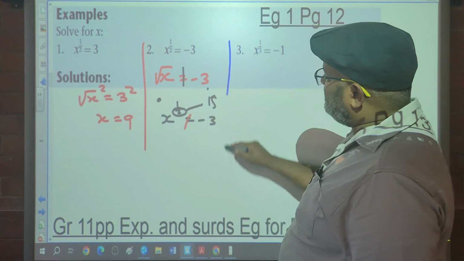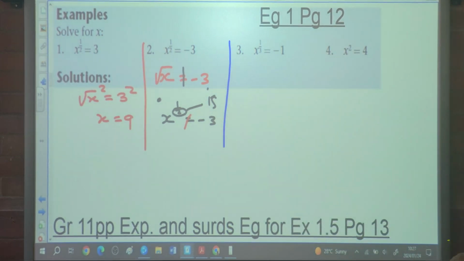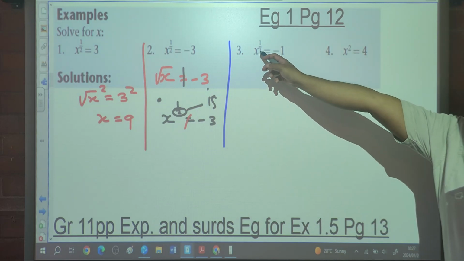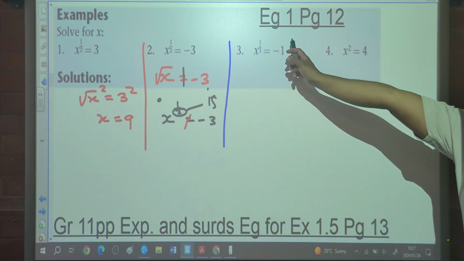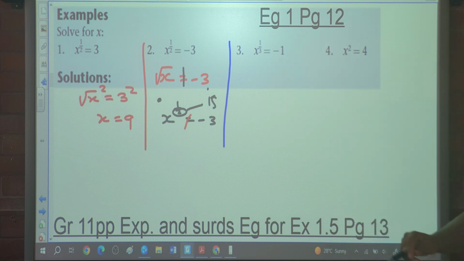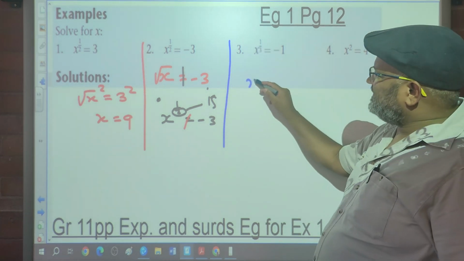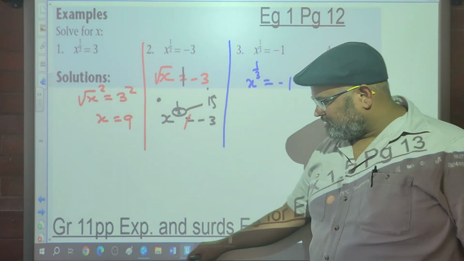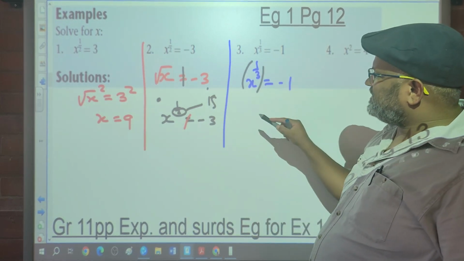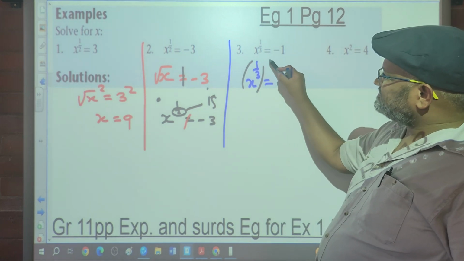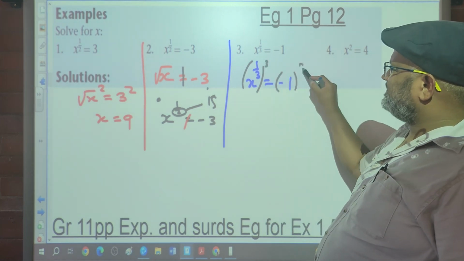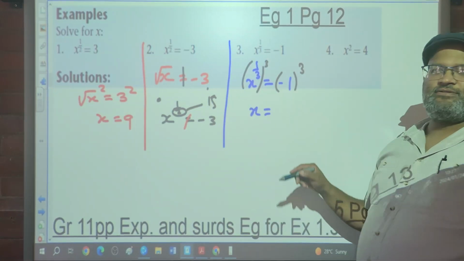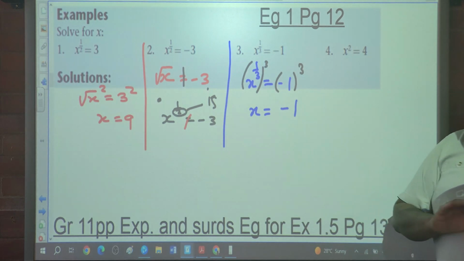Right, so let's look at number 3 now. Is the denominator even? No, it's odd. So does the rule apply here? No. So what do I do? If I have x to the third is equal to negative 1, what do I do? You raise it to the reciprocal, which is 3 over 1. So that would be x is equal to negative 1. That's one way of doing it.